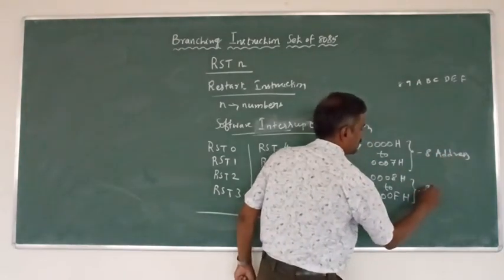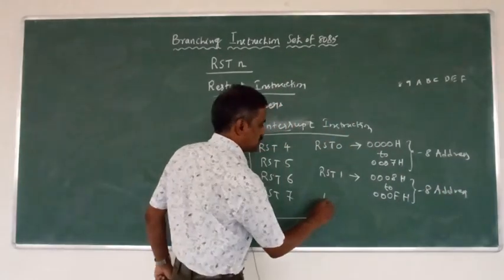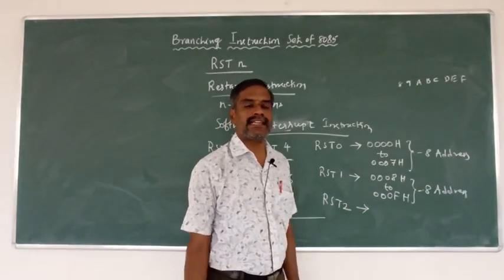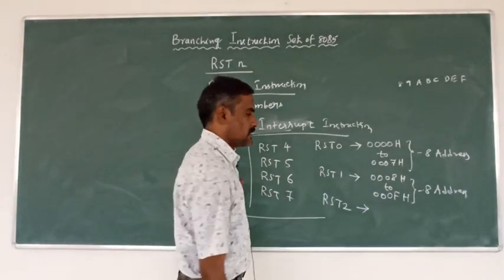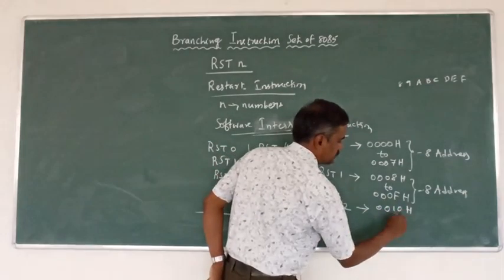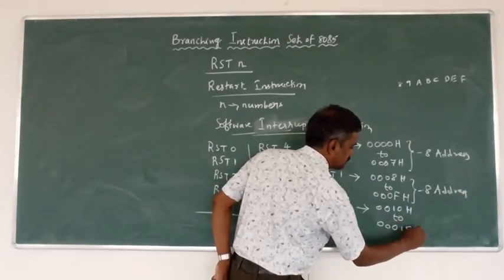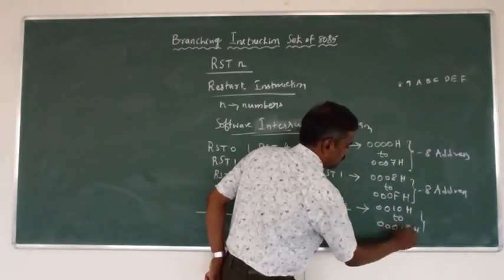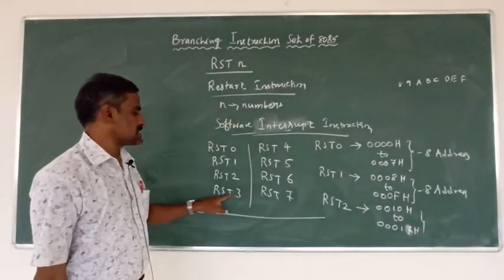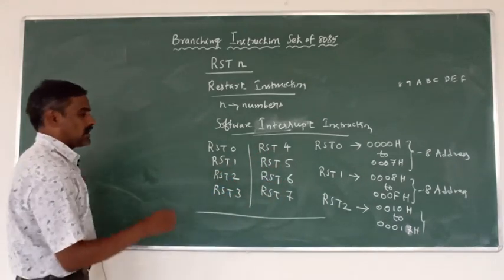And this is also a total of 8 addresses. Next, RST2. RST2 also has a total of 8 address locations, starting from the next address, 0010H to 0017H. This is for RST2. Like that, RST3, RST4, RST5, RST6 and RST7.